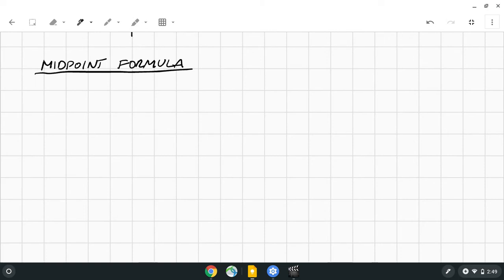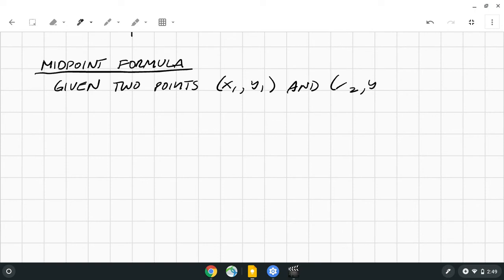Okay, so given 2 points, and I'll call the first one x1, y1, and I'll call the second one x2, y2. 2 random points. Okay, so if you have 2 points, the midpoint, which is the point halfway between them, is given by this formula. So it's still a point. So you still have an x value and a y value for your midpoint.